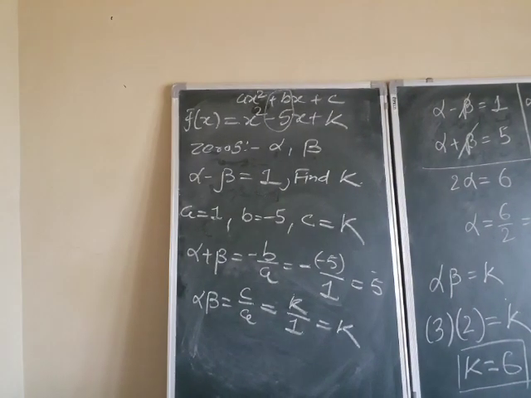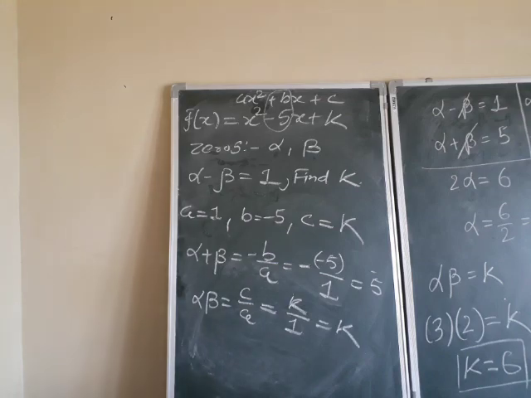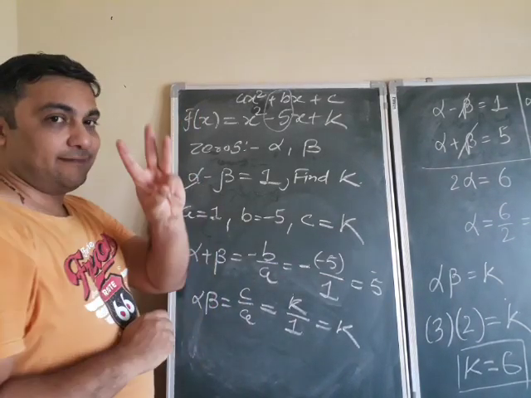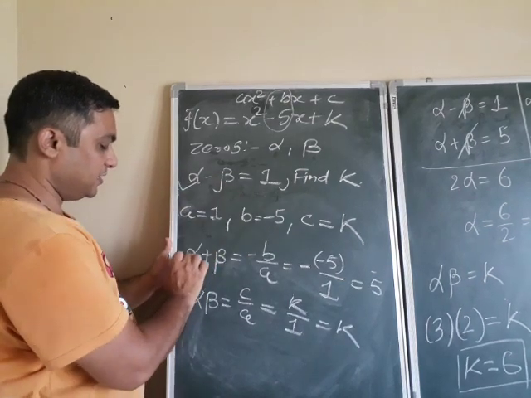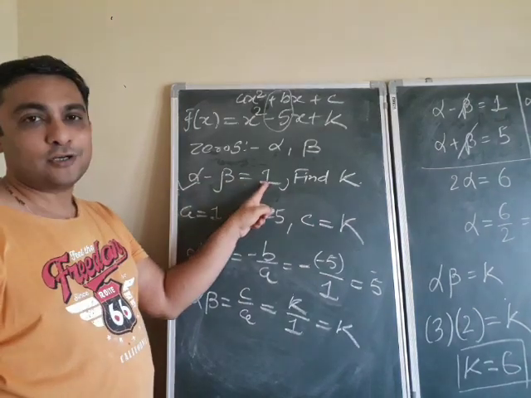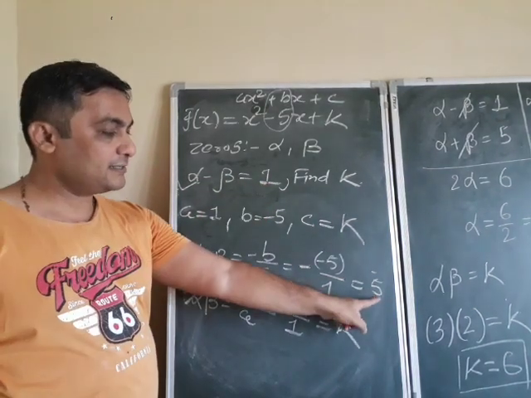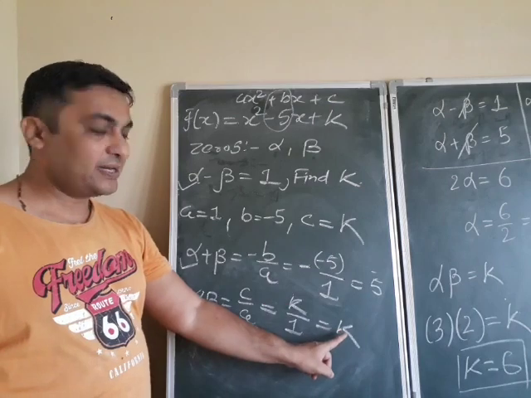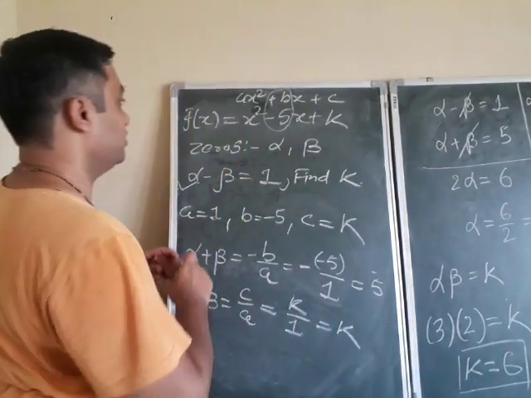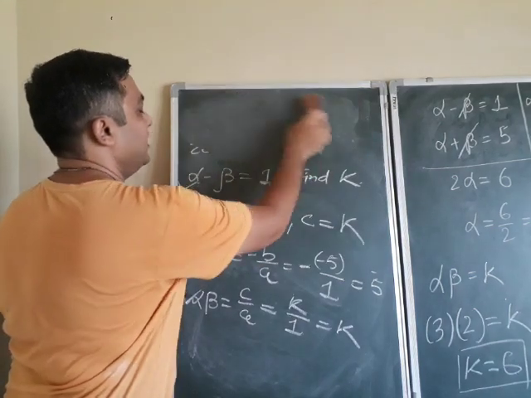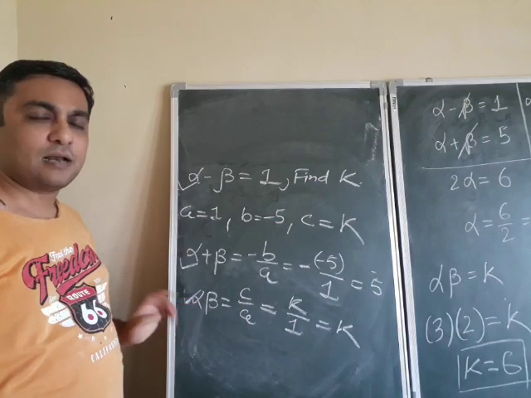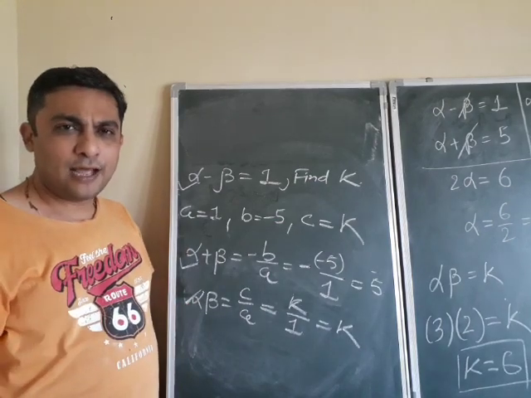Now see, if you want to see the other method. Alpha minus beta, you have 3 values, students: alpha minus beta, alpha plus beta, and alpha into beta. Alpha minus beta is a known value. Alpha plus beta is a known value. And alpha into beta is an unknown value. Okay? So can you establish a relationship between all these 3 things? Can you have the relationship?